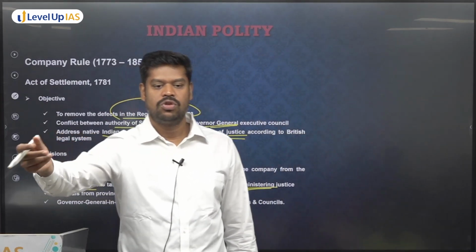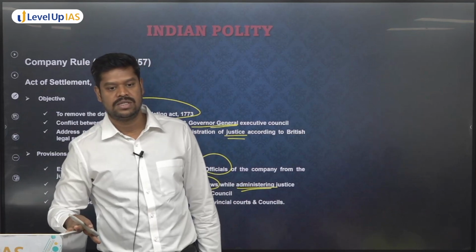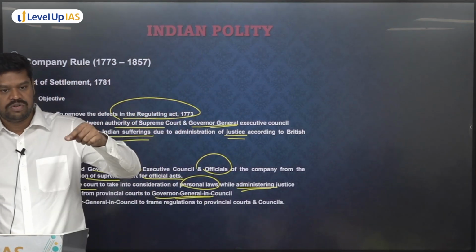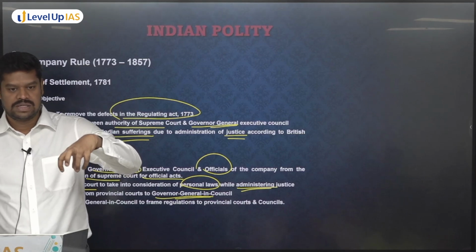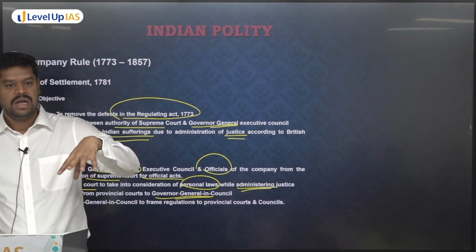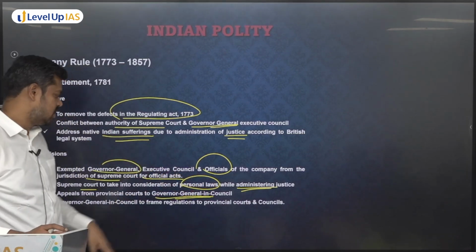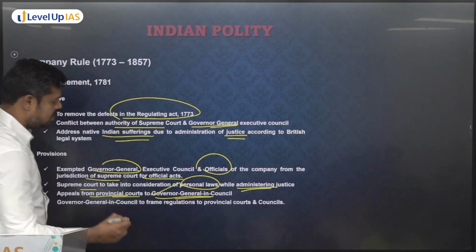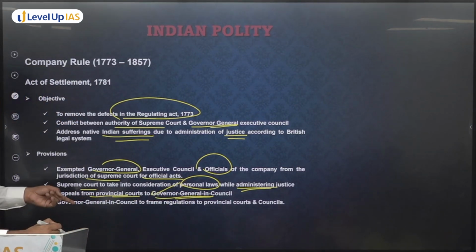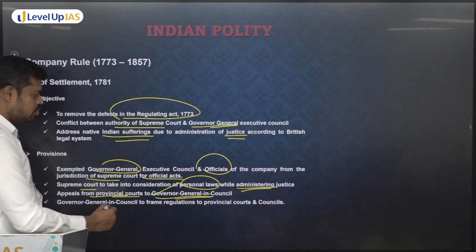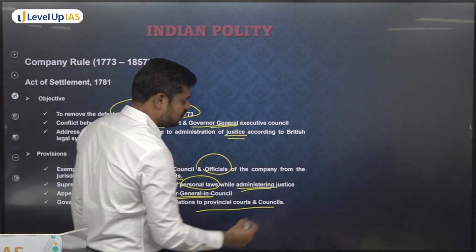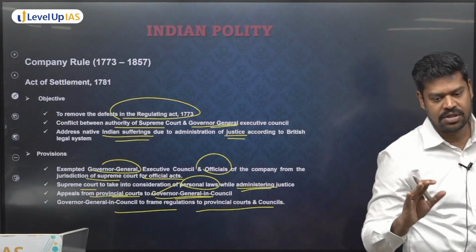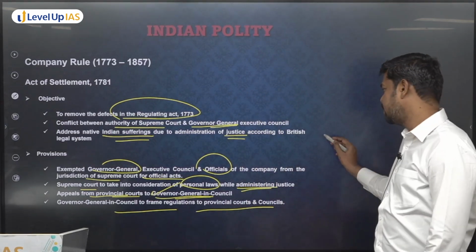But then the Supreme Court started interfering in these areas. Later, the Act of Settlement put an end to this also. The Supreme Court of India will have jurisdiction only in Bengal and over the British subjects in Bengal, not in the other areas. So the Governor General in Council got back their power. So appeals from the provincial courts will go to the Governor General in Council. And the Governor General in Council is also to frame regulations as to how the provincial courts are to function. So the Supreme Court is not empowered to give directions in this particular regard. So all these changes have been brought in.